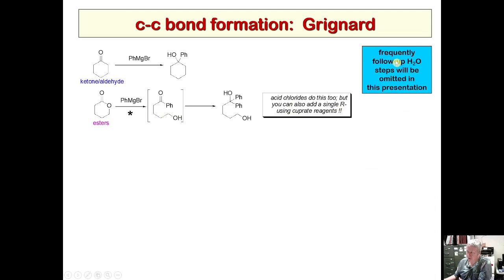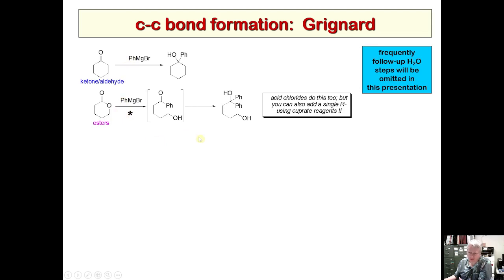So frequently follow-up water steps will be omitted. In each of these cases, water is like step 2, mostly to make this as straightforward as possible. I'm trying to eliminate things like that, and not get bogged down on little details like that. But yeah, each of these reactions, there's a water step afterwards.